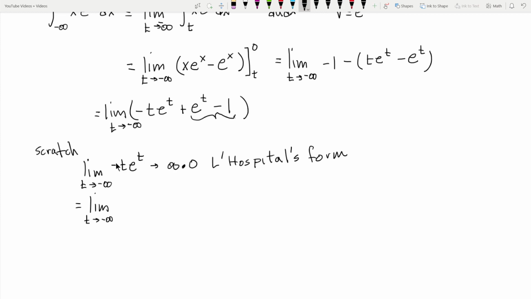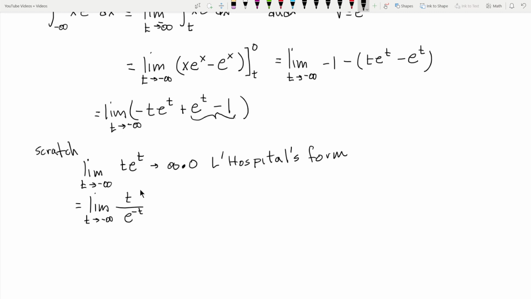Well, I guess I don't need the negative in there, because I really just need to worry about t e to the t. So let me take that out. I'll put the negative back in at the end. So that's going to be t over e to the negative t. All right, and now this goes to infinity over infinity.